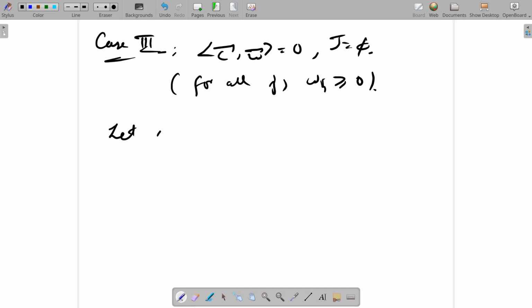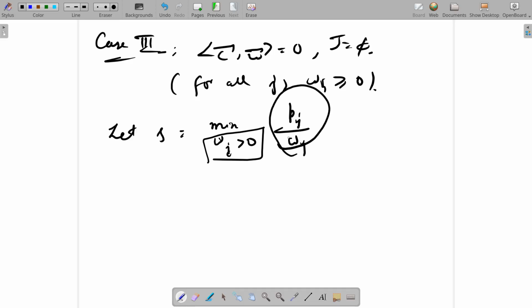Now we do a similar strategy to what we did in case 2. Instead of choosing a maximum, what we'll do is choose a minimum. So choose the minimum amongst all these w_j bigger than 0. This could be an empty set. What I mean by this is, choose all those indices such that w_j is strictly bigger than 0, and for those indices look at this quantity p_j over w_j and take the minimum.